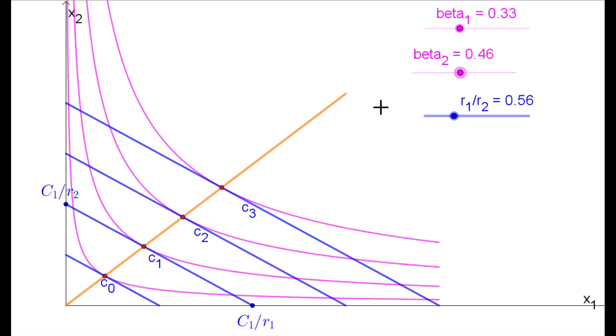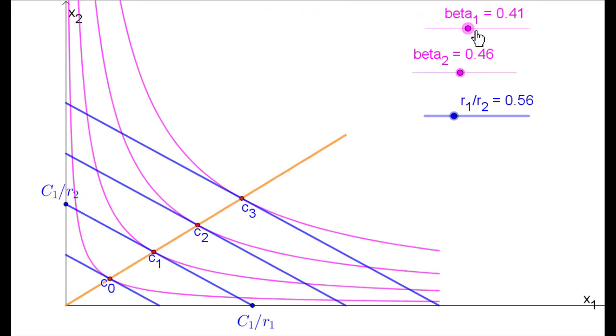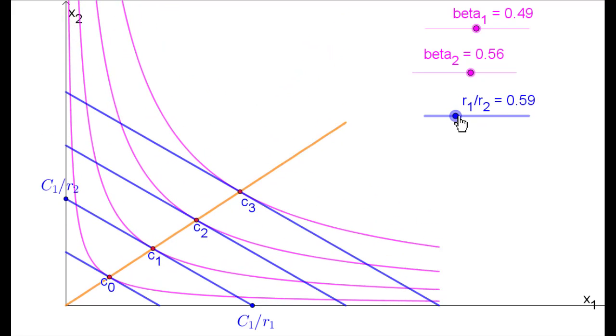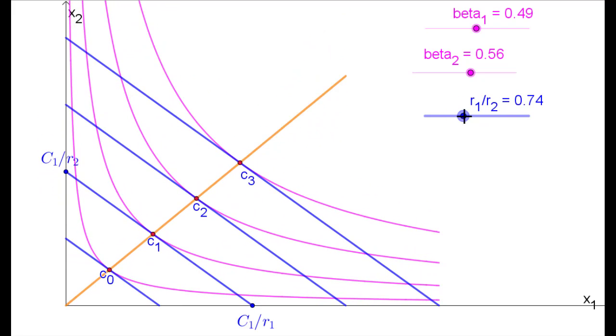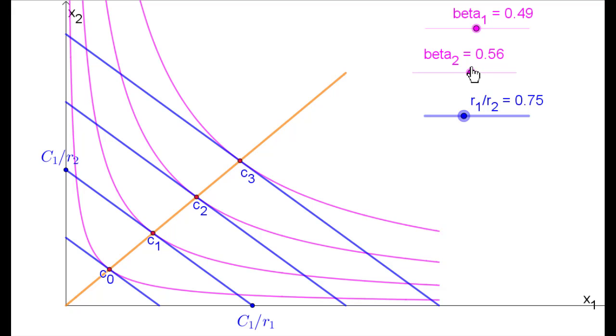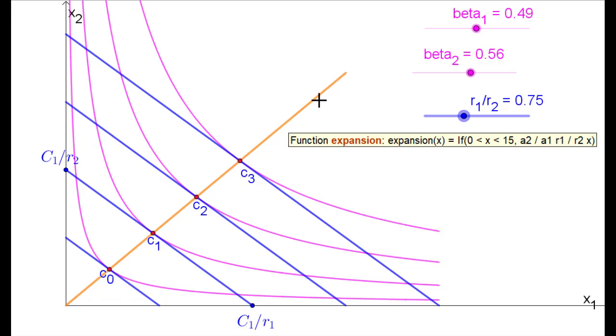So I will upload this to eClass, and you can use this GeoGebra activity if in the future there's an assignment question where I give you different beta 1, beta 2 values, or the R1 over R2 is given. Then you can just calculate the R1 to R2 ratio here and change that to whatever number you need, and also change the beta 1, beta 2 values. Then you can get your expansion path.